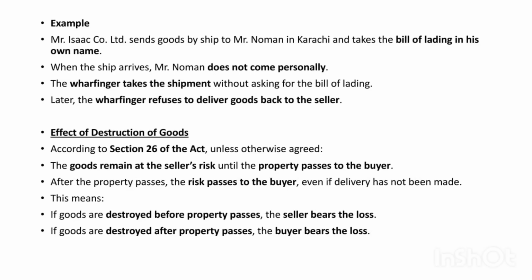Let's move on to the next topic, the effect of destruction of goods under section 26. This is the golden rule of risk. So unless otherwise agreed, the goods remain at seller's risk until the property passes to the buyer. After the property passes, the risk passes to the buyer even if the delivery has not been made. The key word here is property, not possession or delivery. Risk follows ownership. This means if goods are destroyed before property passes, the seller bears the loss. If goods are destroyed after property passes, the buyer bears the loss.